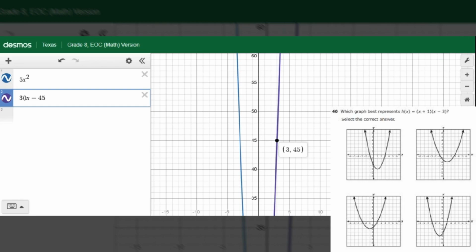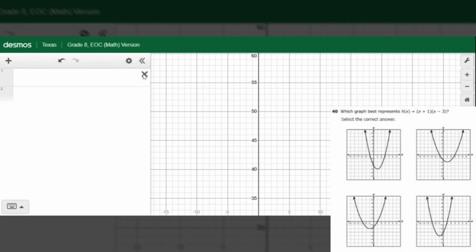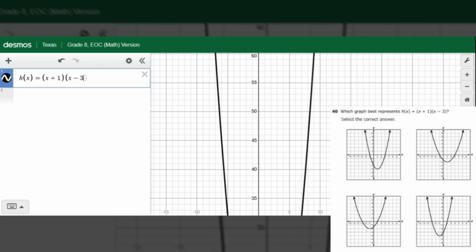Question number 40. Number 40, which graph represents h of x? I'm just going to type that. H of x equals x plus 1 and x minus 3. So which graph represents that?